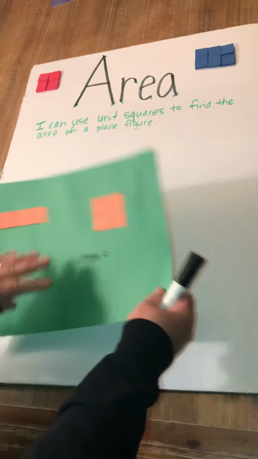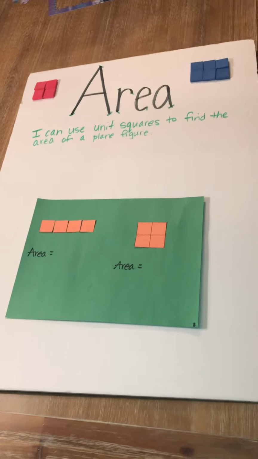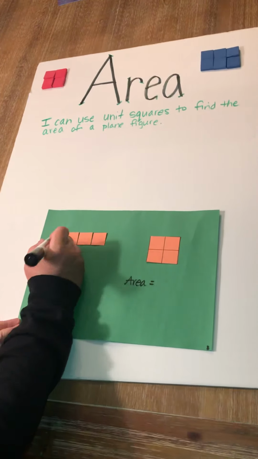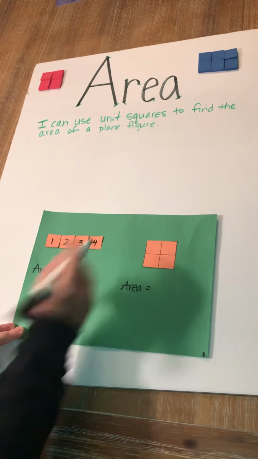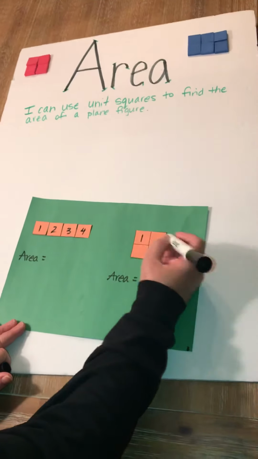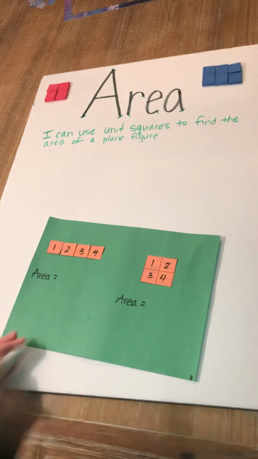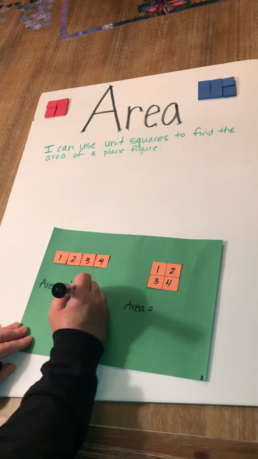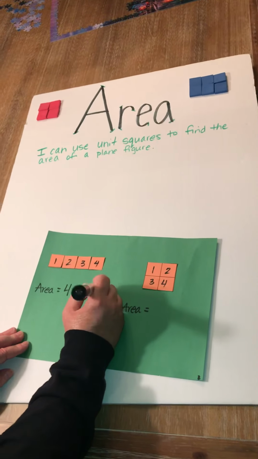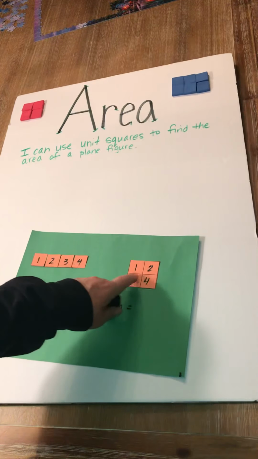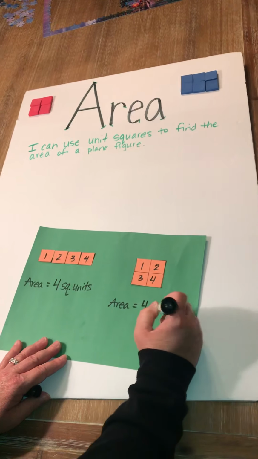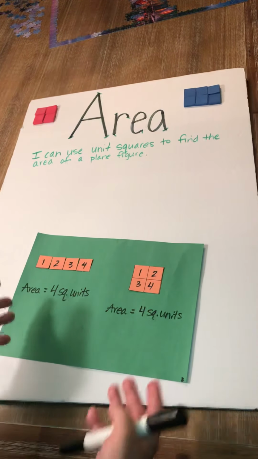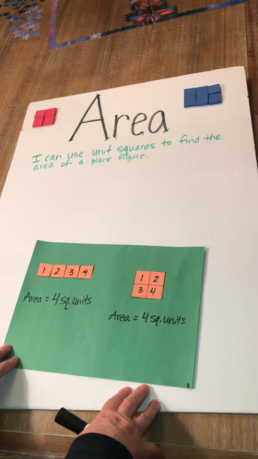Now, I went ahead and I made some figures. I made 2 of them out of orange tiles. If you look at the first one, I have 1, 2, 3, 4 tiles. Look at the second one. 1, 2, 3, 4 tiles. To find the area, I count the tiles. 4 square units. Count these. 1, 2, 3, 4. 4 square units. Now you'll note some things that are the same. They both have the same area, 4 square units.